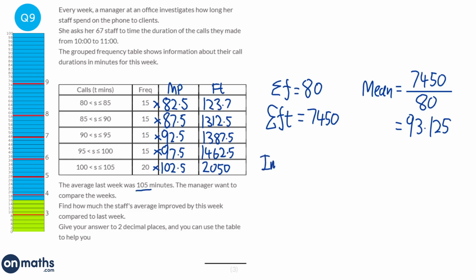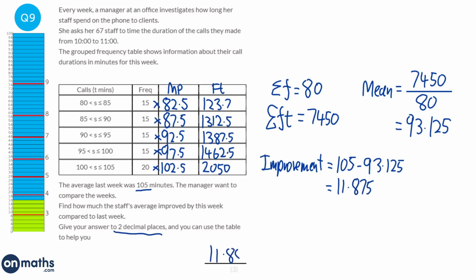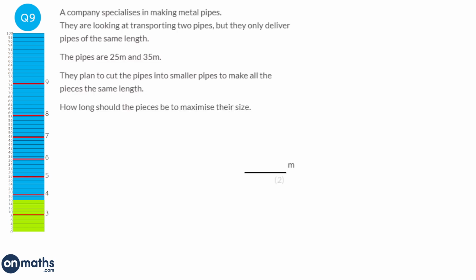So we're looking for improvement. And we're going to do 105, take away the 93.125. And that's going to be 11.875. Now it does ask for 2 decimal places, so that will be 11.88.